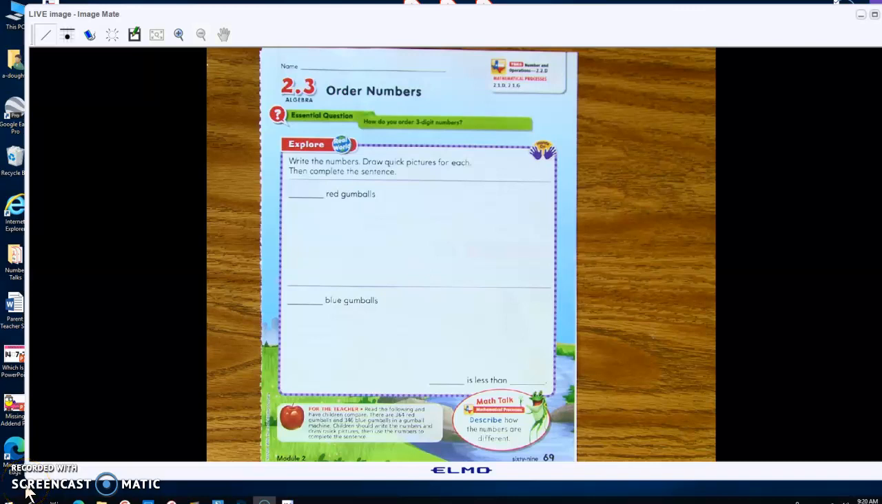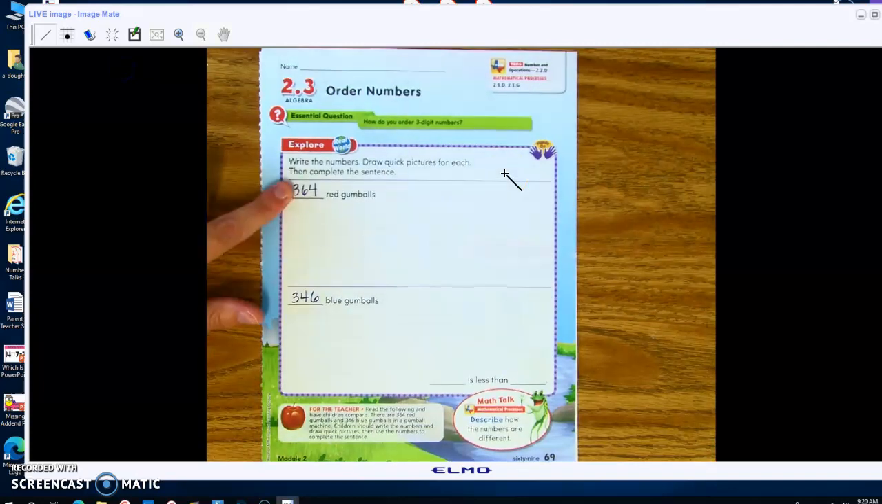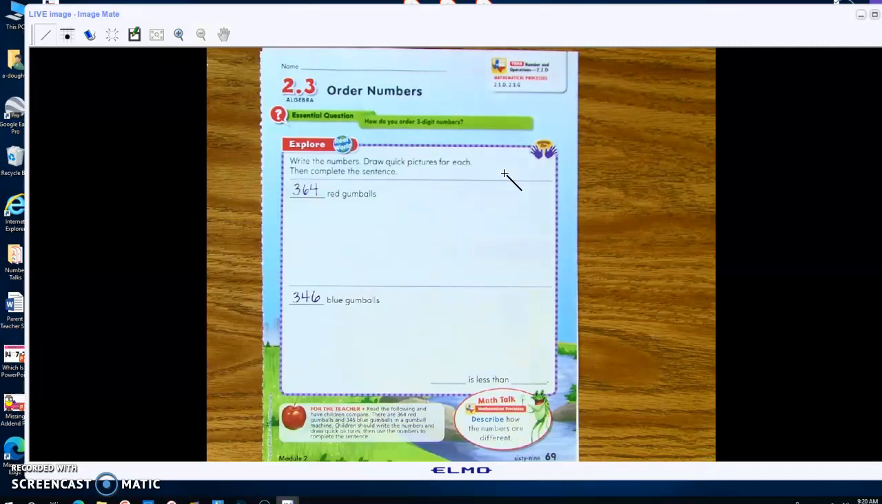Okay, there are 364 red gumballs, so write that down. And there are 346 blue gumballs. Oops, you can't see that. Is it paused? It's fine. There we go. Okay, 364 red gumballs and 346 blue gumballs.